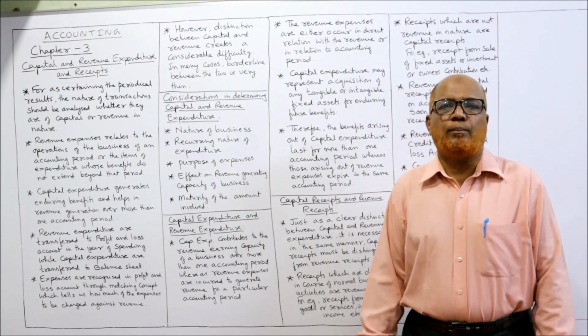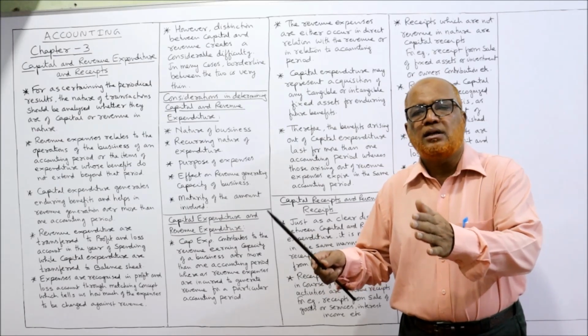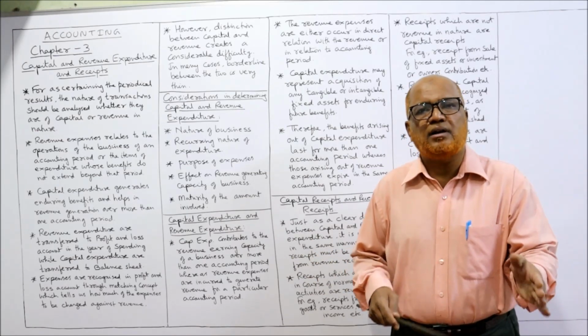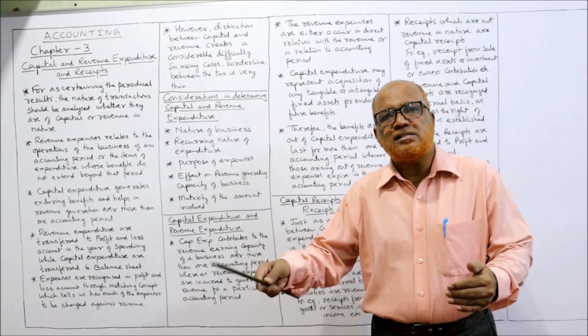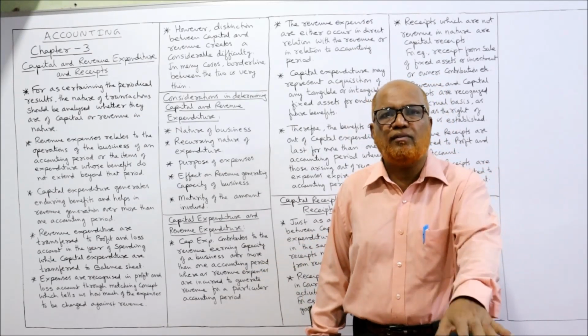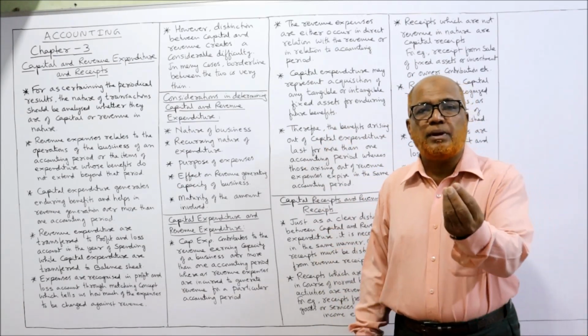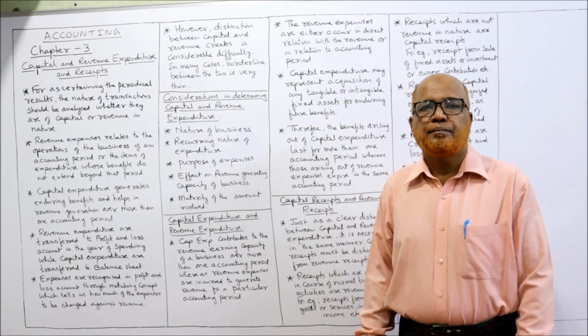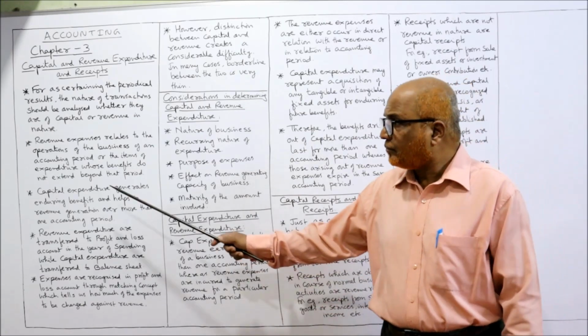Salary paid to employees. During the year salary paid to employees, the employees will give the benefit during the year only. That means the benefit of paying the salary will expire within 1 year. The employees will not work for so many years simply by taking 1 year's salary. That means the benefit will be expired within the period.